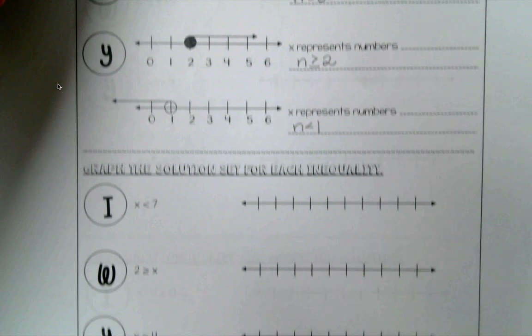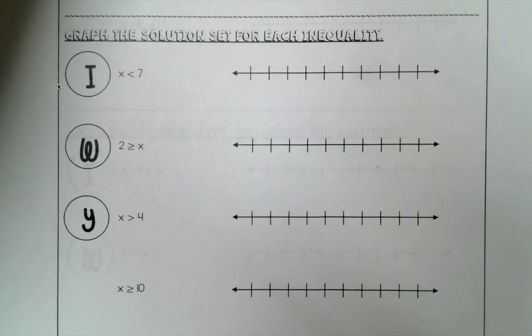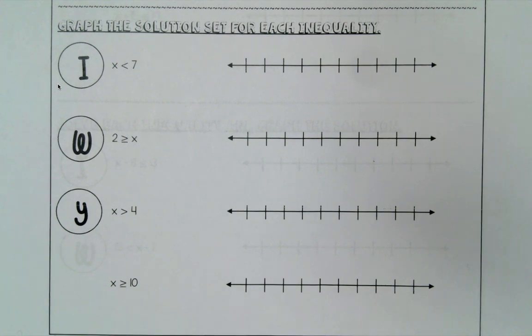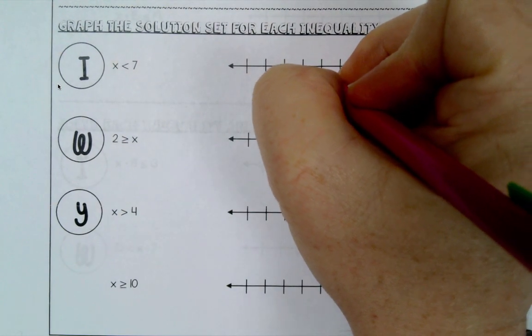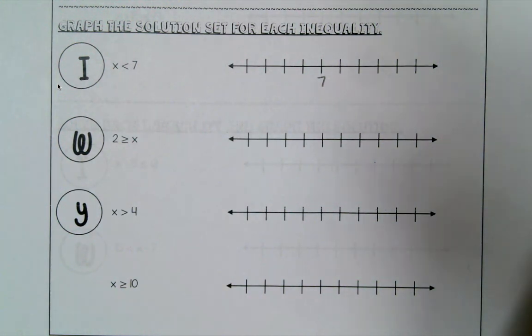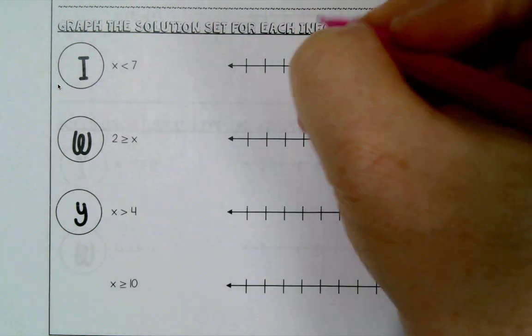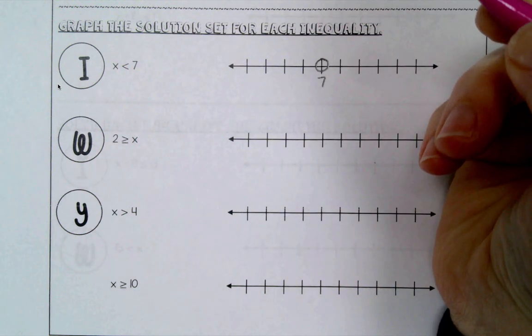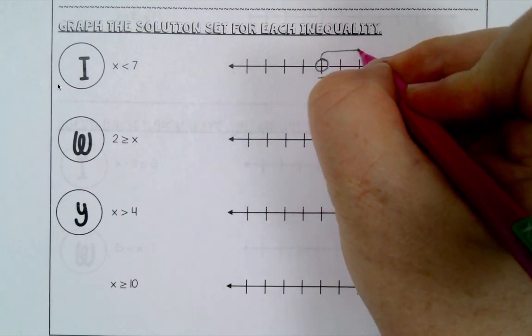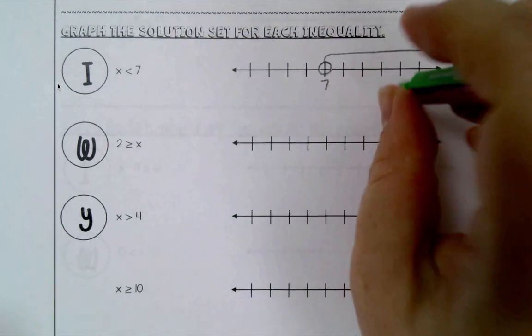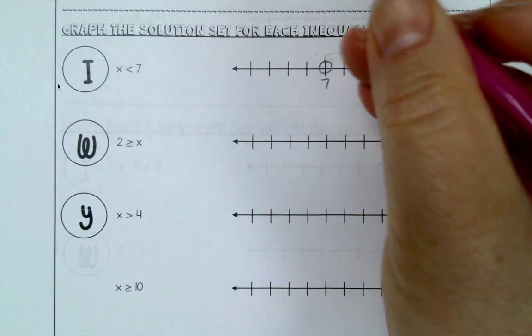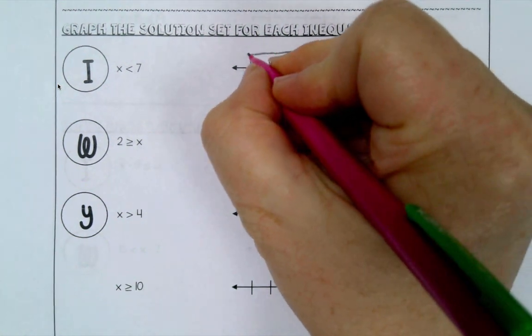So now we're going to graph some more solutions, graph the solution set for each inequality. We did this on our other notes, so this is more practice. So as I said before, put your number on the number line, 7. I put it in the middle. Less than. Open circle, because it's less than 7, it cannot be 7. So my arrow points, no. Less than, excuse me. We're going this way.